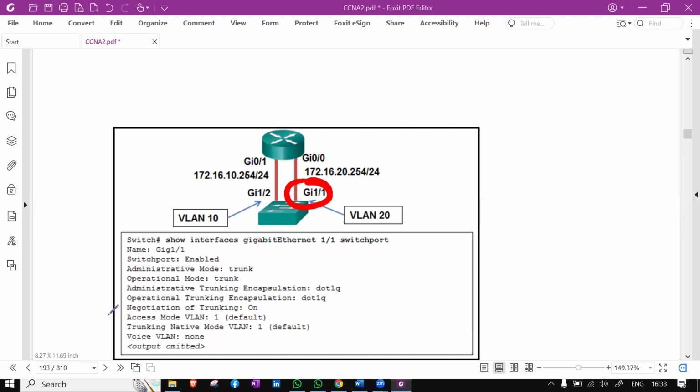Yeah, it looks like the interface is associated with the default VLAN. Access mode, VLAN 20. The VLAN access should be 20, VLAN 20.